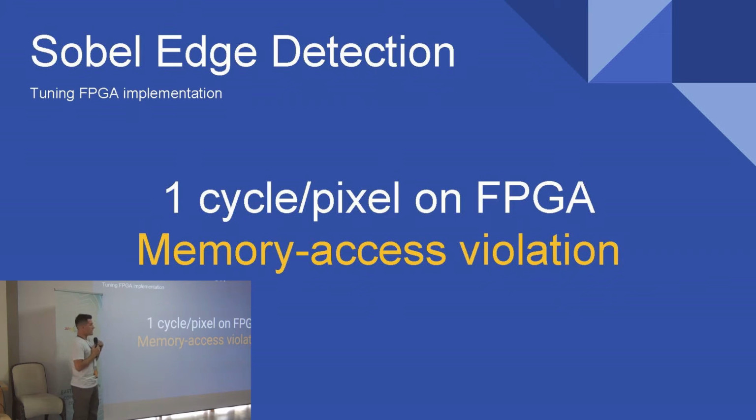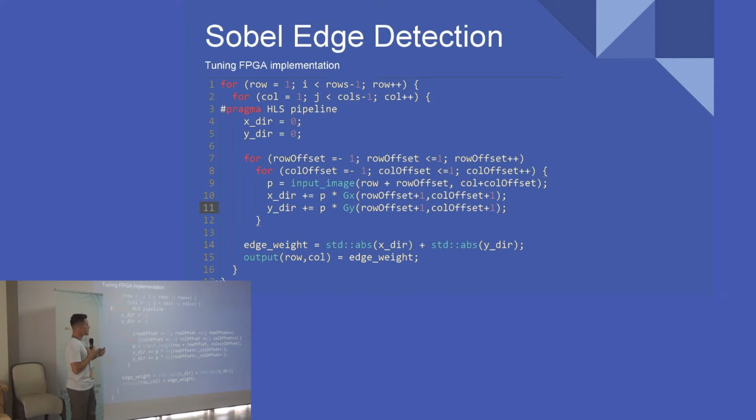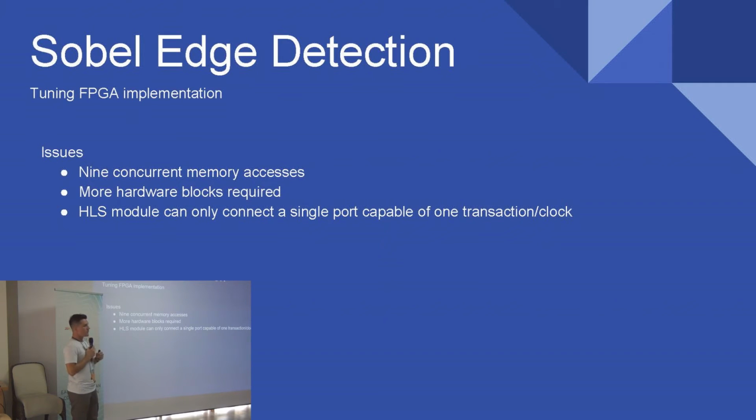We get the right timing from the simulation, 1 cycle per pixel. But since we unrolled our loop, we have 9 memory accesses that happen in the same cycle. This is not allowed on FPGAs, so we have a memory access violation. It's easy to see that this task has already been solved on a CPU.